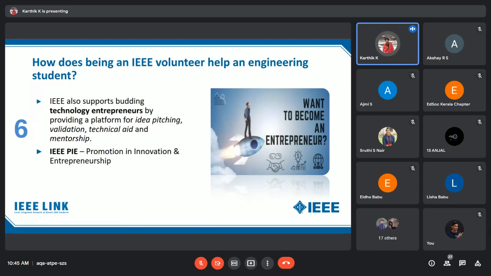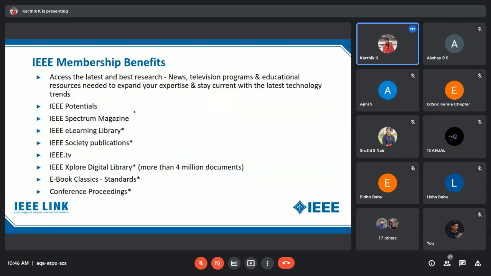IEEE also supports budding technology entrepreneurs by providing platforms for idea pitching, validation, technical aid, and mentorship. So we have so many opportunities for people who are going to become job providers. There are so many idea pitching competitions happening. Technical aid will be given, and some financial funding can also be obtained within IEEE, with IEEE Pi, IEEE entrepreneurship, and many more. You can look into these opportunities. IEEE membership benefits: access to the latest and best research happening in the industry.